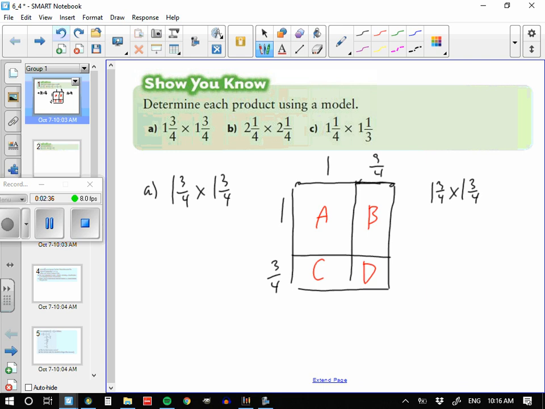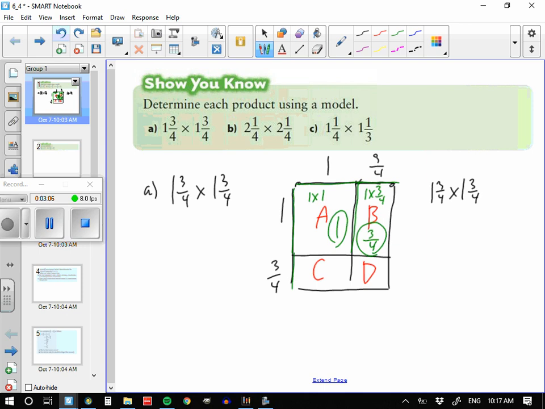So how do we do that? Well, we take our marker and we figure out what is the area of 1. Well, the length of A is 1, the width is 1. So A is really just a 1 by 1, which is 1 as an area. B has a width of 3/4 and a length of 1, so it's 1 multiplied by 3/4. And anything multiplied by 1 is itself, so its area would be 3/4.